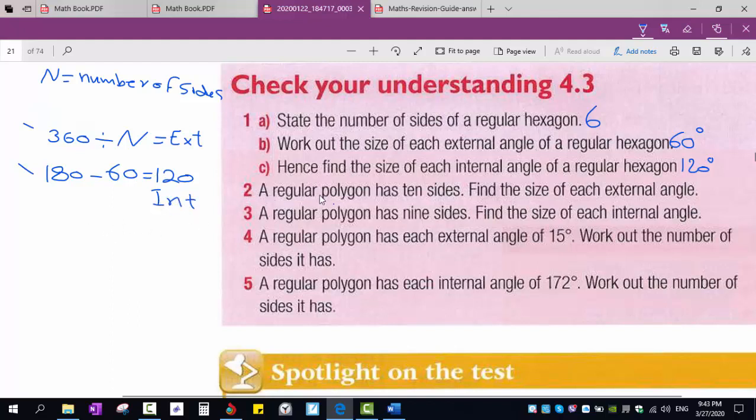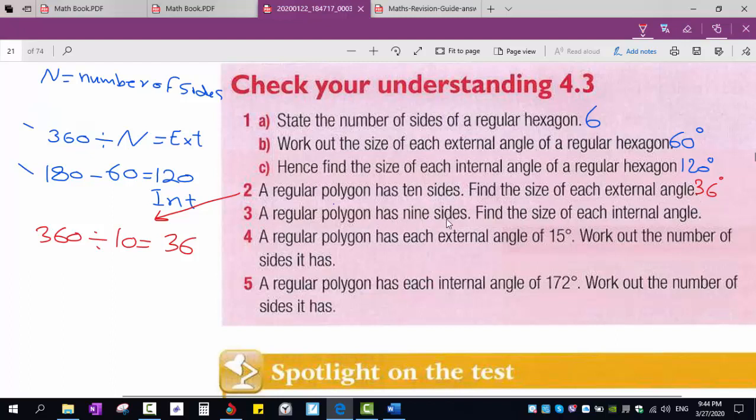Question 2. A regular polygon has 10 sides. Find the size of each external angle. As I said, 360 divided by the number of sides always gives the exterior. So 360, the shape has 10 sides, so 360 divided by 10, obviously it's 36. So the exterior angle for a 10-sided polygon is 36 degrees.